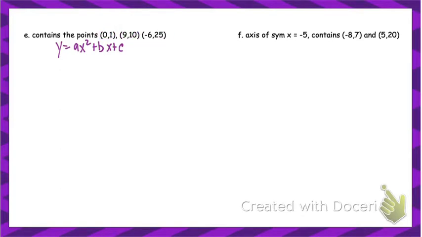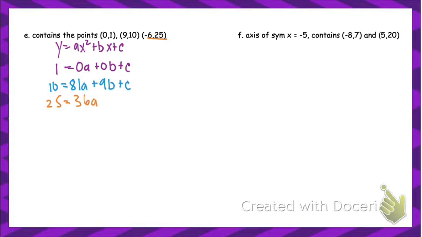So I'm going to start with the first one, 0, 1. So 1 is going to be the y value when I plug in 0 for x. All right, the next equation I would have, if I plug in 10 for y, that's the result of plugging in 9 for x. And then my last equation, 25 would be the y value when I've plugged in negative 6 for x. Then from here, I need to solve that system.